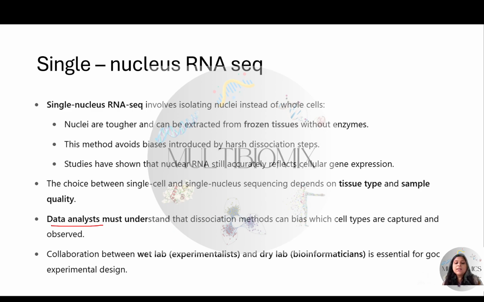Also you must understand that the dissociation method can be biased. How? Because different cell types are captured differently. Some cells will be tougher, some cells will break easily, so there will be some bias. The cells that break easily will have more RNA in the beads, and the cells that are tougher to break release a lesser amount of RNA. So we must be aware of such biases. That is why wet lab and dry lab collaboration is very important, and that is why I have taken this theoretical part.